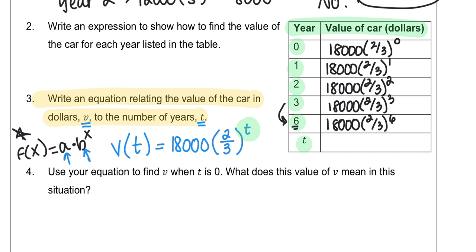Okay, so we just don't have years 4 and 5 in the table. That's okay. That's just how this table is set up. We could add them if we wanted to. And then for t, we're just going to leave t in there, so we'll pretty much just have our equation, 18,000 times 2/3 to the t. Okay, so that is how we would find all of those values. And of course, these first 3 we found up here in number 1.